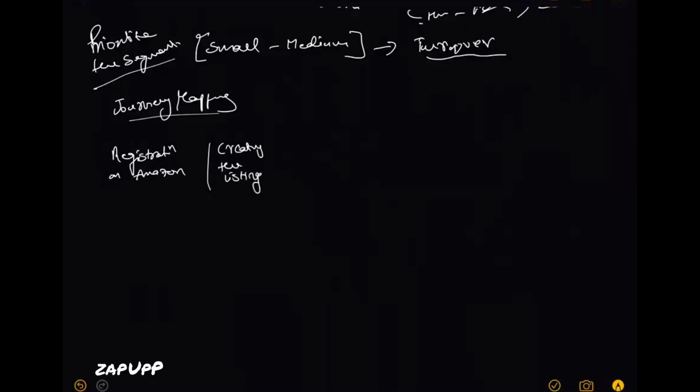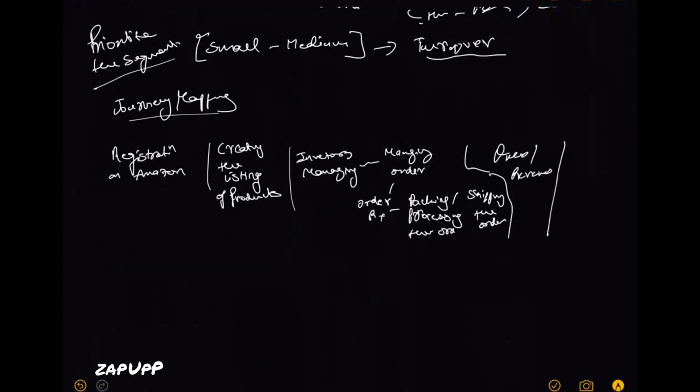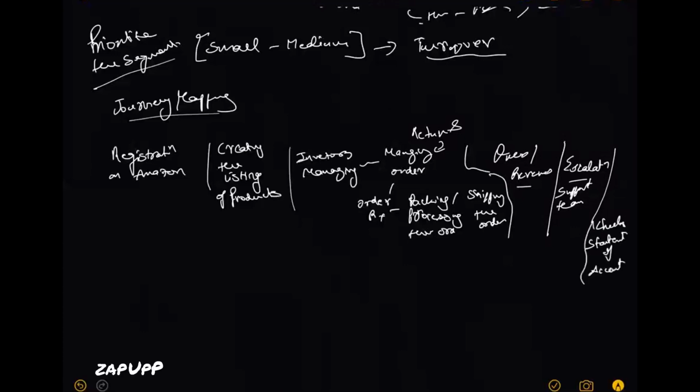creating the listing of products, inventory management, marking that this particular product is in stock, this is out of stock, and basically managing orders. This would go hand in hand. Once the order is received, then they would be packing or processing the order, and then they would be shipping the order. Then they'll be managing any questions or reviews, any escalation which they can themselves make, or from the support team. So returns is also something which will come over here. And then finally, the statement of account, to understand what's the amount that they have received versus what is pending.